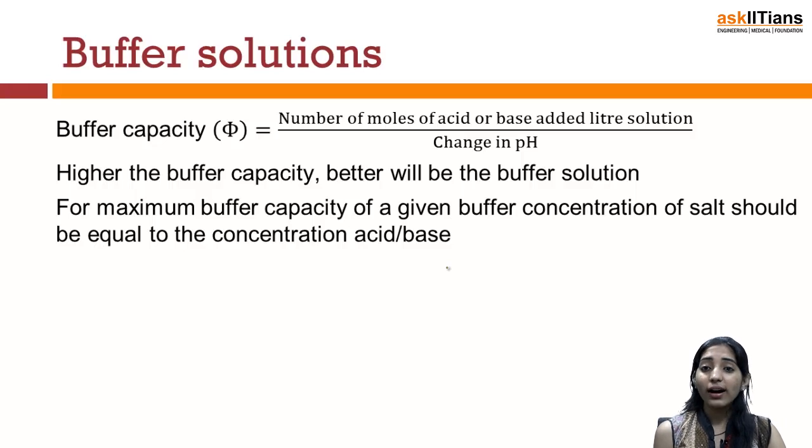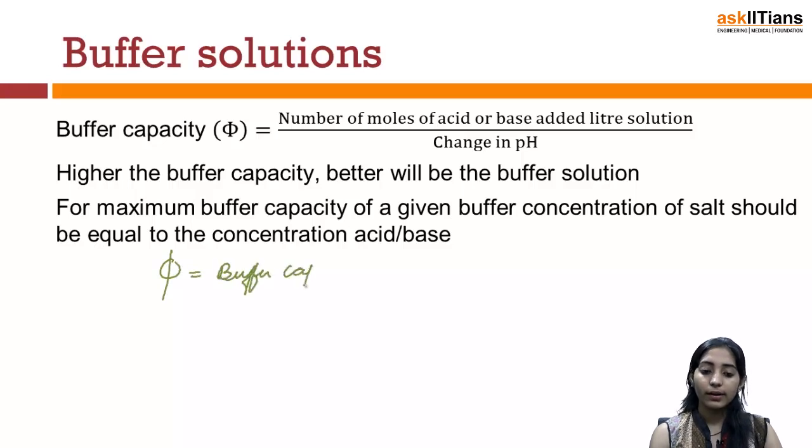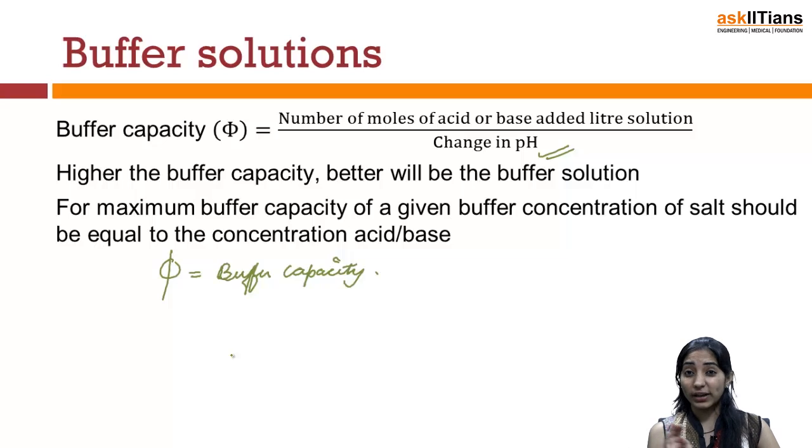There is a particular formula for buffer capacity, which is defined as phi. Buffer capacity is the number of moles of acid or base added per liter of the solution divided by the total change in the pH. This is done to calculate the change per unit of pH. We say that the higher the buffer capacity, the better the buffer solution, because if more acid or base is required to change the pH of the solution, that buffer solution is better.